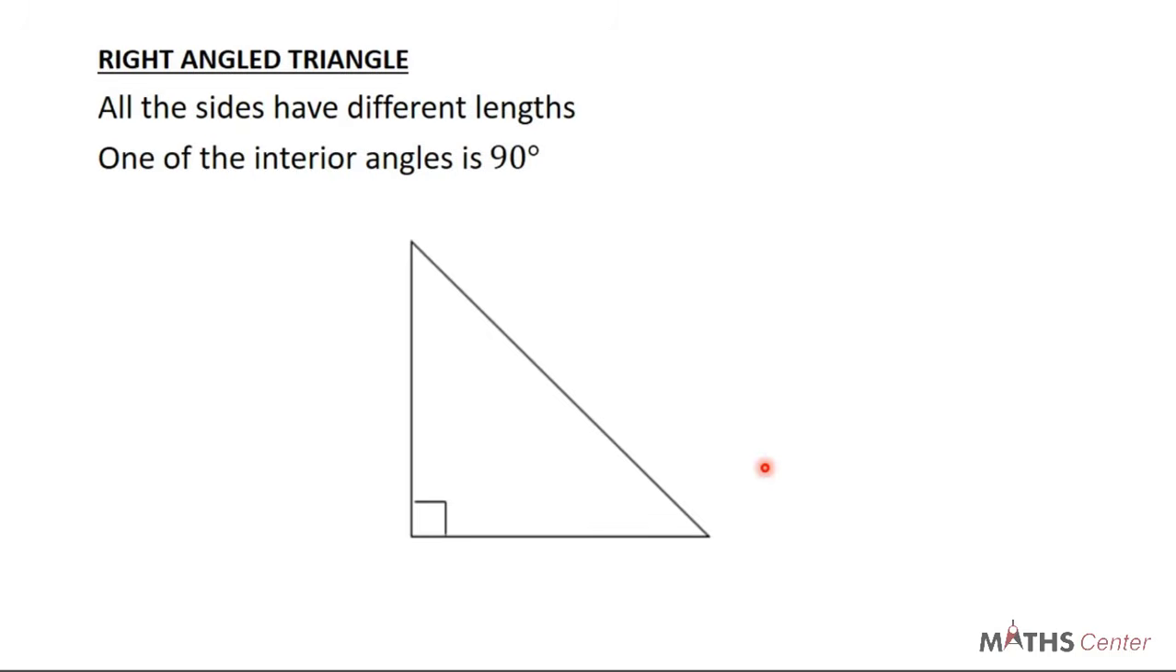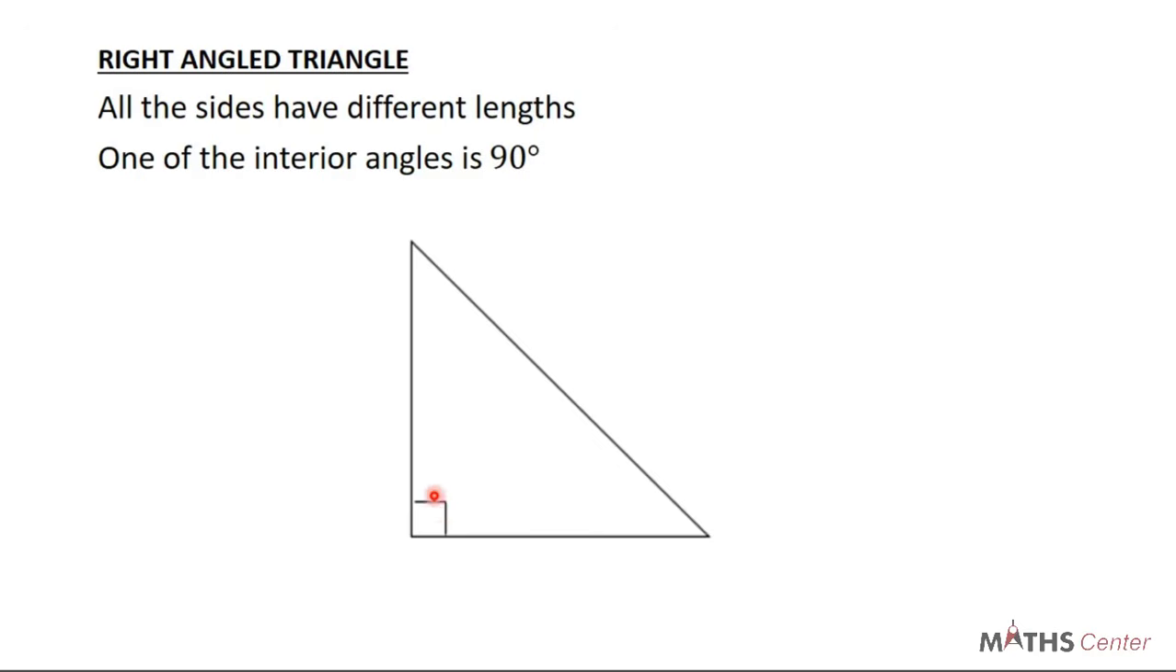Let's consider the last type of triangle that we'll be considering in this video, called the right-angled triangle. For a right-angled triangle, all the sides are different, just like for scalene. For a right-angled triangle too, all the sides have different lengths. One unique thing about the right-angled triangle is that one interior angle is 90 degrees.